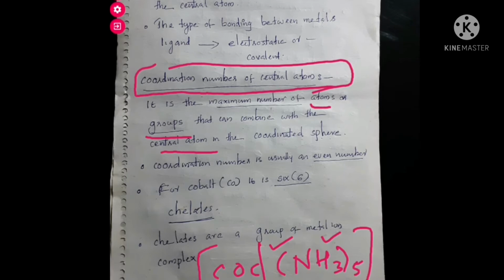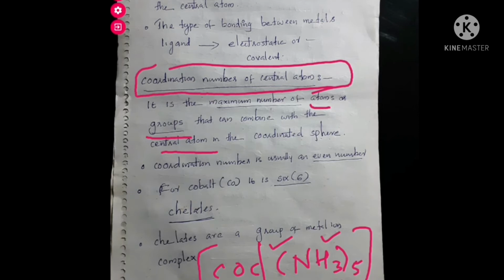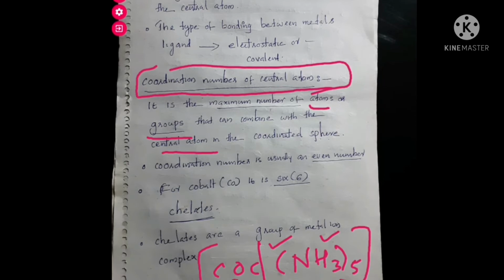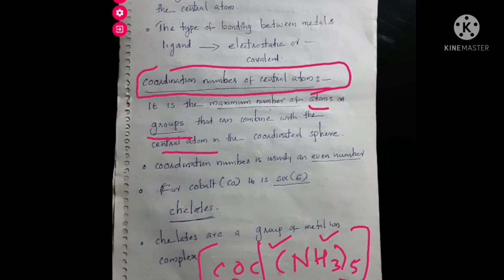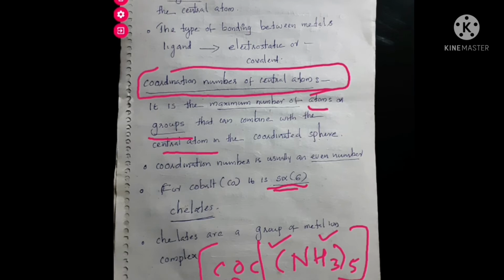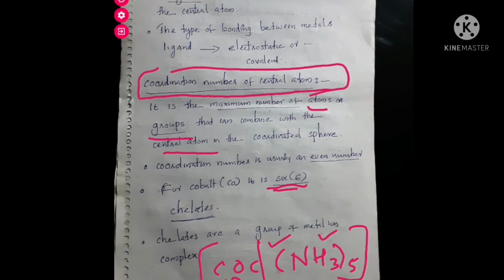So what is coordination number? It is the maximum number of atoms or groups that can combine with the central atom in the coordinated sphere. Here you can see ammonia 5 and chloride ion 1. So 5 plus 1, 6. So 6 is the coordination number of cobalt, and this coordination number is usually an even number. Coordination number means the maximum number of atoms or groups that can combine with the central atom in the coordinated sphere.